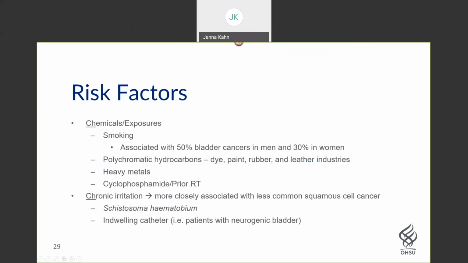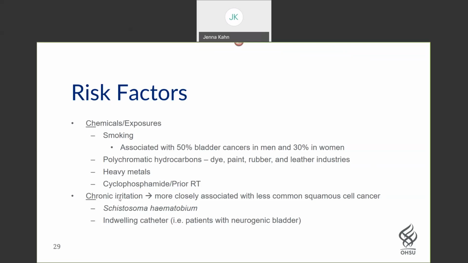Some of the risk factors are smoking, which is associated with 50% of bladder cancers in men and 30% in women. Other risk factors include polycyclic aromatic hydrocarbons, dye, paint, rubber, and leather industries, heavy metals, and a history of cyclophosphamide chemotherapy or prior radiation.